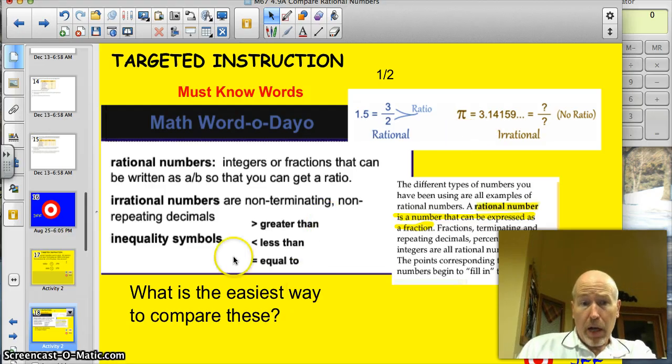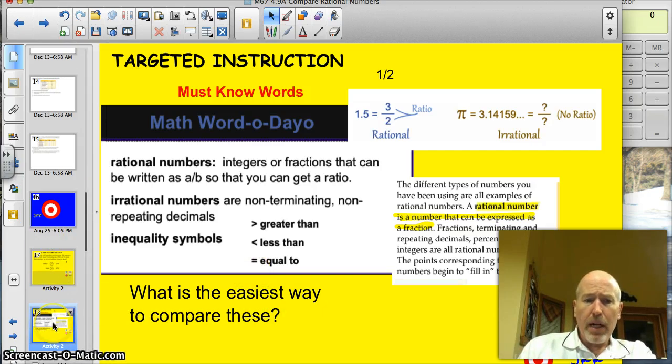All right. We also need to know what those irrational numbers are then. So they're numbers that you can't write as a fraction because they don't end. They just continually go on. They do not terminate. We also have to know about inequality symbols. We got greater than, less than, and equal to. So what's the easiest way to compare these?